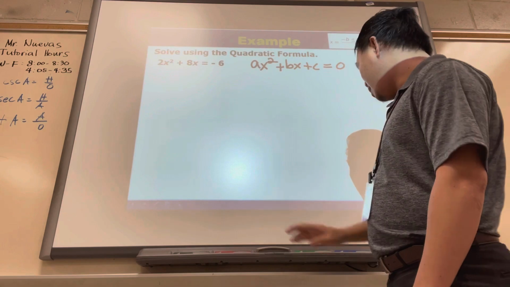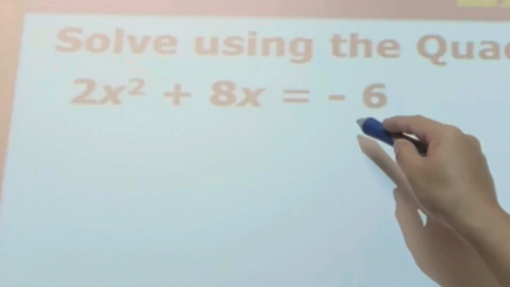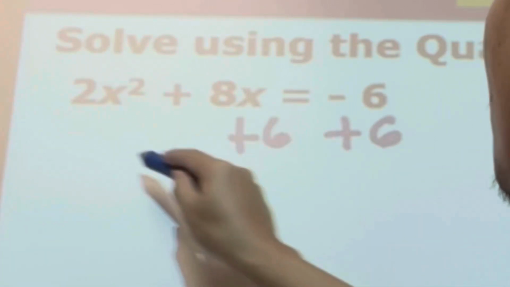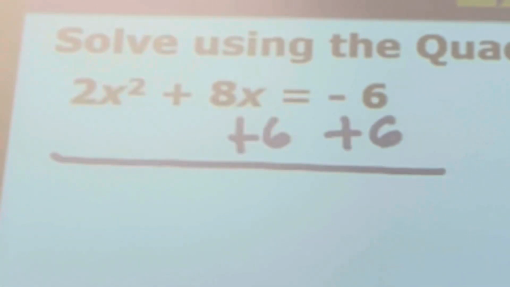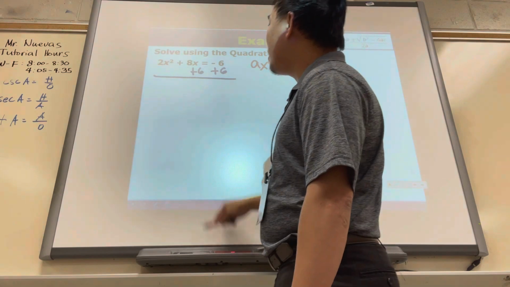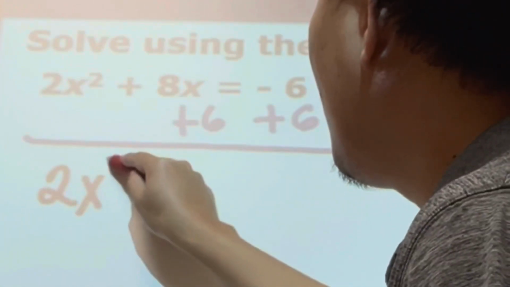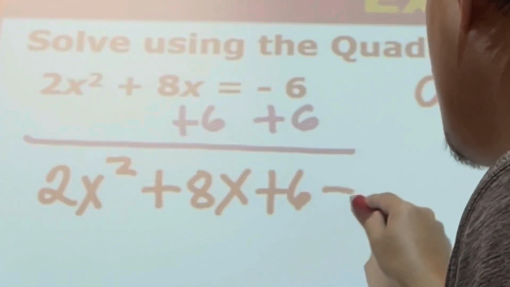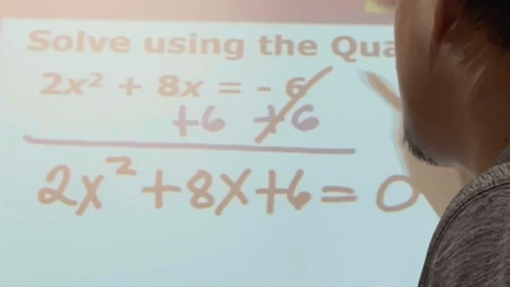So here, as we can see, we need to undo this subtraction. That means add 6 to both sides of the equation. And right now, we have 2x squared plus 8x plus 6, and then a 0 on the right side because this is equal to 0.